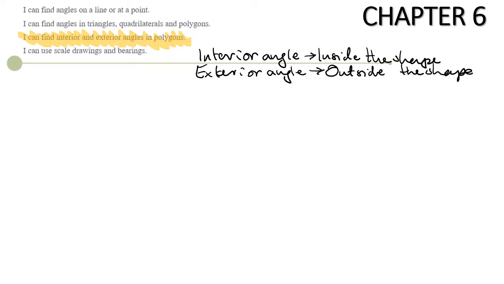So what do they look like? Right, I'm going to draw a hexagon like this. Okay, and these angles here, these are the interior angles. So these are the angles inside, and there's 6 of them. The number of angles is always the same as the number of sides.